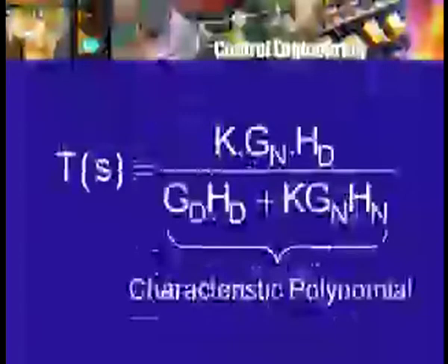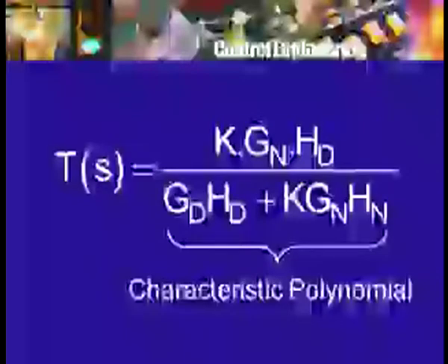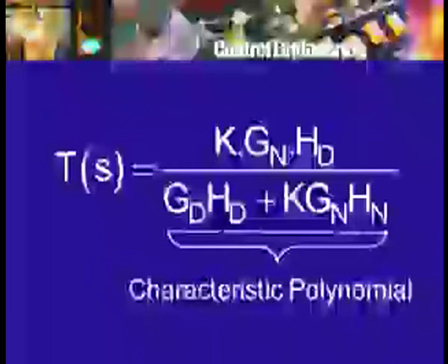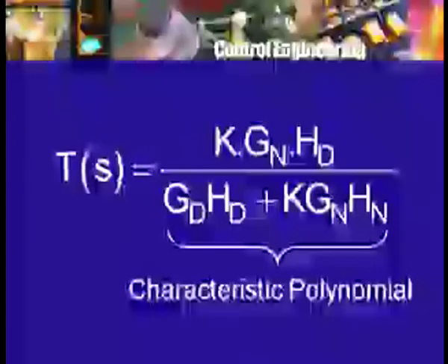So, K times that plus K into Gn divided by Gd for the G transfer function, and Hn divided by Hd for the H transfer function. So, simplifying, what did we get? T of S gave us Gd Hd plus K times Gn Hn in the denominator. All of these are polynomials, Gn, Gd, Hn, Hd. So, this whole thing is a polynomial, and what was this polynomial called?